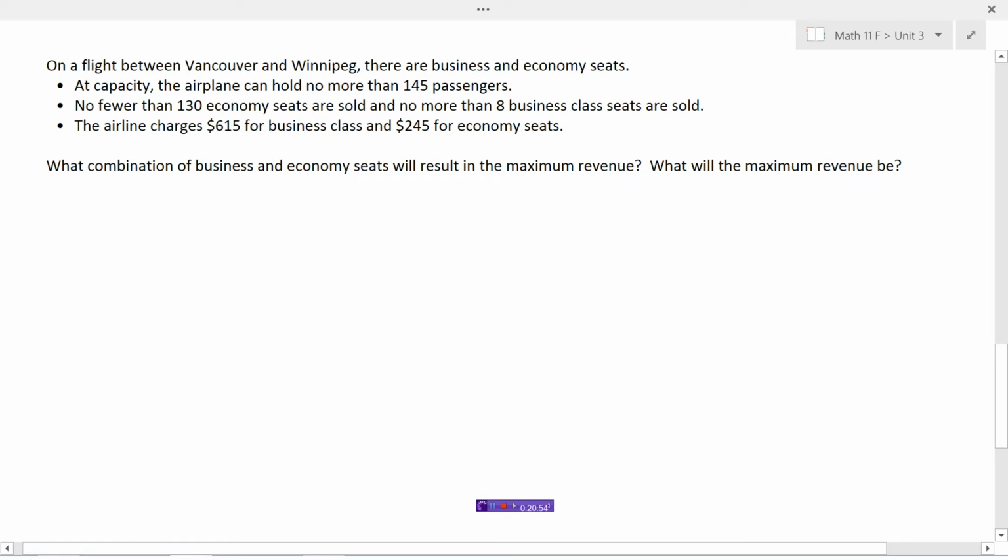So we'll start, first of all, by step one, which was to come up with the constraints in our function. So what we should really do is define our variables first. We are talking about what combination of business and economy seats. So why don't we say B is the number of business seats and E is the number of economy seats.